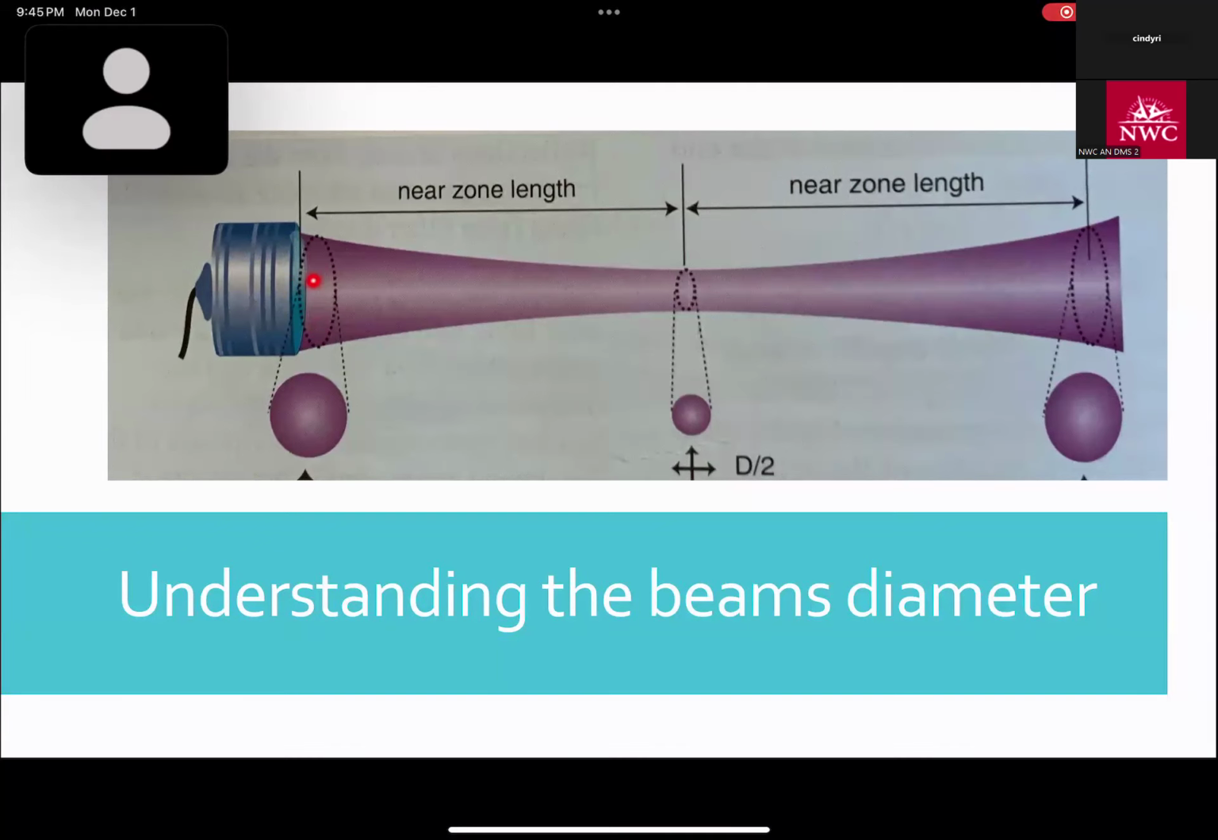So these two match. When they get to the focal point, the diameter is reduced to half of what it originally was. And then at a distance of two near zone lengths, I should say, not one near zone length, my apologies, the diameter of the beam is equivalent again to the diameter of the beam as it left the transducer, or we could say the diameter of the transducer, because remember, these two here have the same diameter.